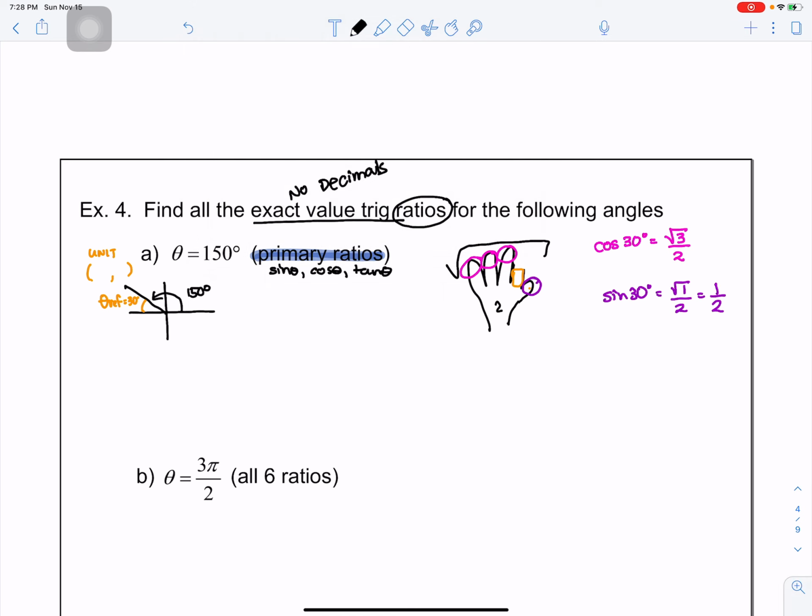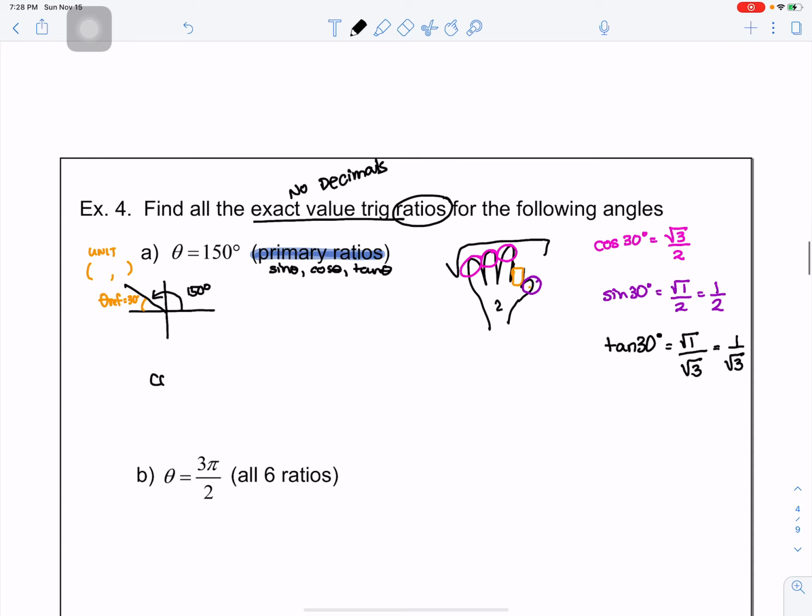And my tan of 30, remember, is my sine fingers, which was the root 1, divided by my cosine fingers, which is the root 3. And then that cleans up to 1 over root 3. But that is only an intermediate step to get to my answer. If I want to get cos of 150 degrees, the only thing I have to do is add on my CAST rule. So I'm going to say plus CAST rule.